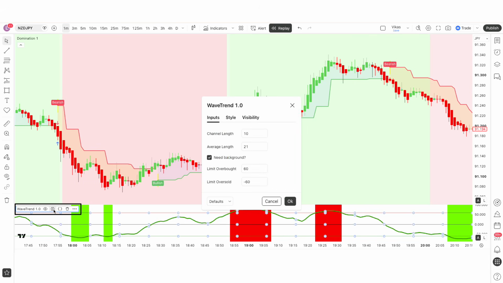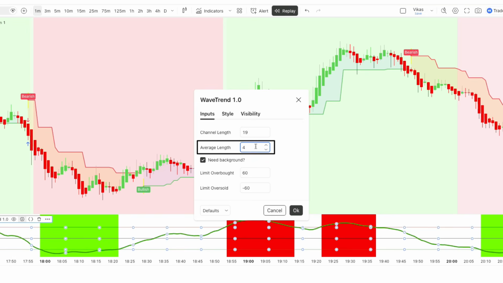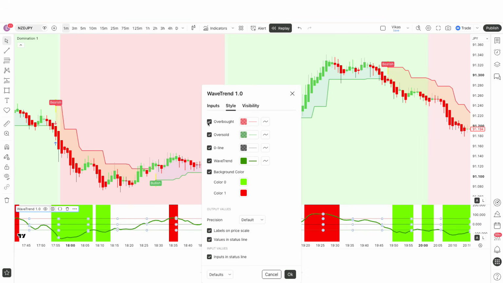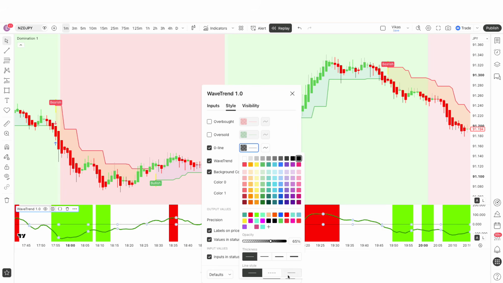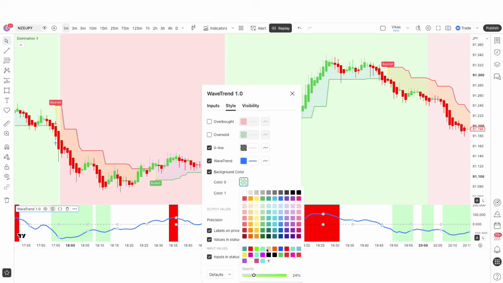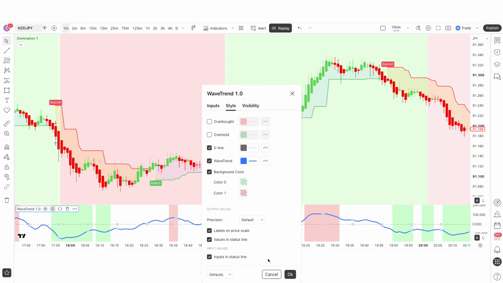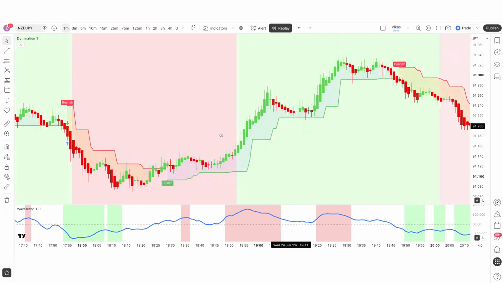Now let's access the settings of this indicator so we can modify it to suit our strategy. We have changed channel length from 10 to 19. We have changed average length from 21 to 4. We keep these options hidden. We change the O-line style, and after that change the wave trend from green to blue. We need to reduce the opacity of this background color. And here everything is fine after that. Click OK. Now our setup is ready.